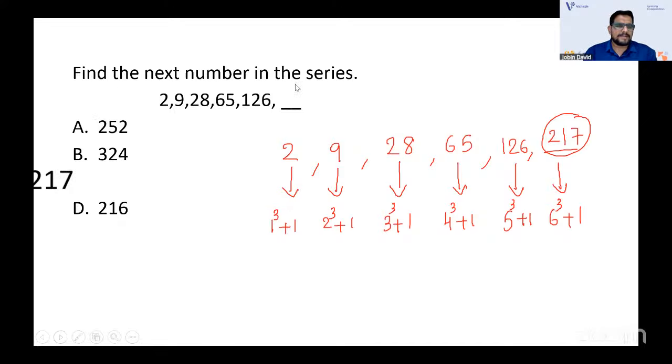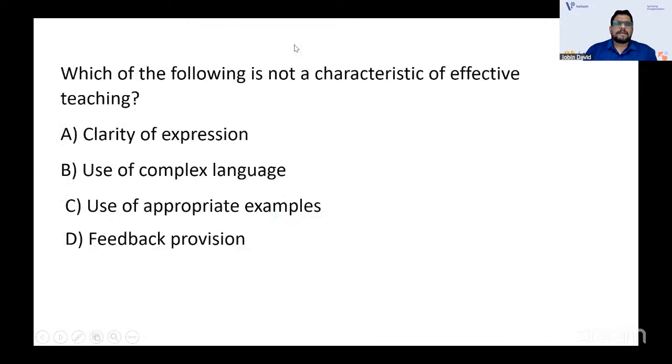The answer is 217. Yeah, very good. So can we move on to the next one now? Yes. It's a question from the teaching aptitude part. Which of the following is not a characteristic of effective teaching?